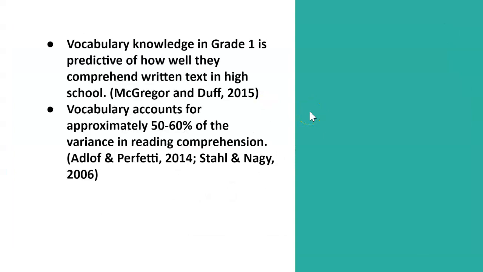Through research, we also know that there's a reciprocal relationship between vocabulary knowledge and text comprehension, and that vocabulary is highly predictive of later reading comprehension. In fact, the first bullet mentions vocabulary knowledge in grade 1 is predictive of how well students comprehend written text in high school. These statistics show us that there's a very high correlation between knowledge of individual word meanings and our ability to comprehend a text, and vocabulary accounts for over half of the impact on reading comprehension.